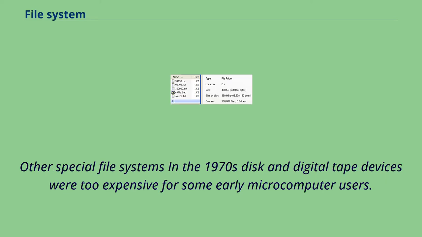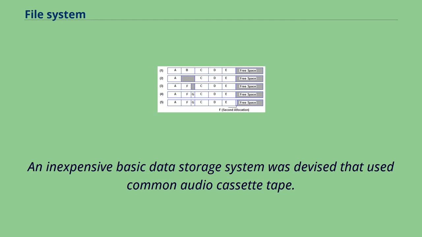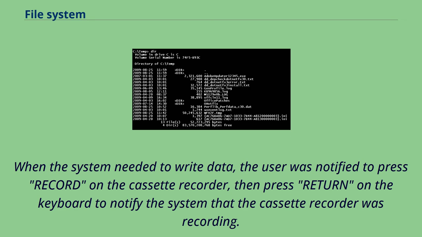Other special file systems. In the 1970s, disk and digital tape devices were too expensive for some early microcomputer users. An inexpensive basic data storage system was devised that used common audio cassette tape. When the system needed to write data, the user was notified to press record on the cassette recorder, then press return on the keyboard to notify the system that the cassette recorder was recording.